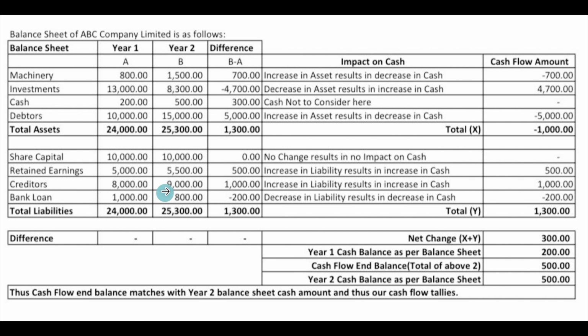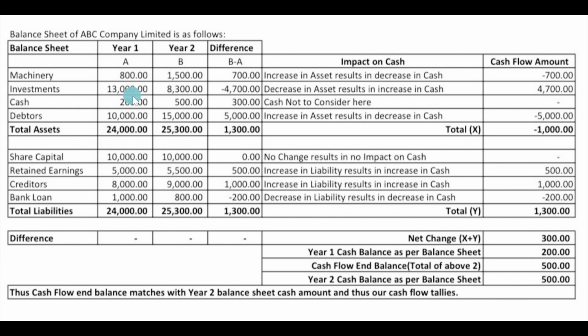Now to prepare cash flow statement, our first step is to take a difference between each and every item of the balance sheet. So balance sheet asset side machinery, year 2 is 1500 and year 1 is 800. So difference, that is B minus A, is 700. That is 1500 minus 800. Now thus there is an increase in asset of machinery results in the decrease in cash, and hence cash flow amount is minus 700. That is opposite of this 700.